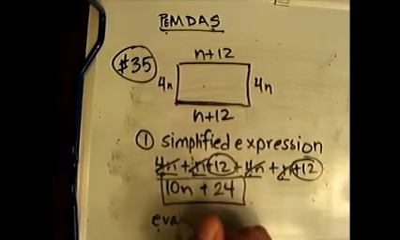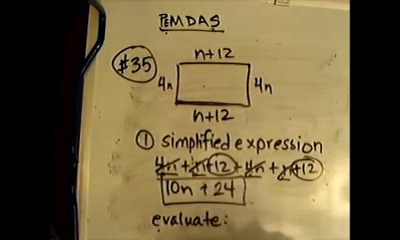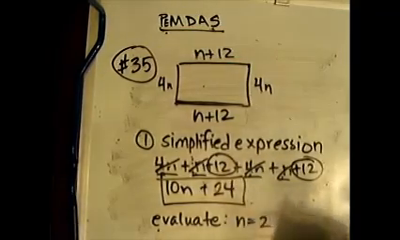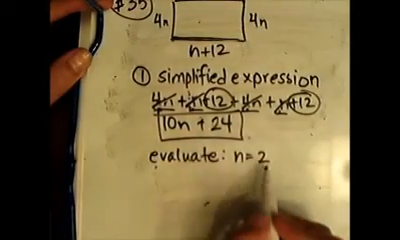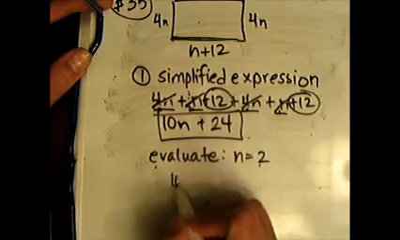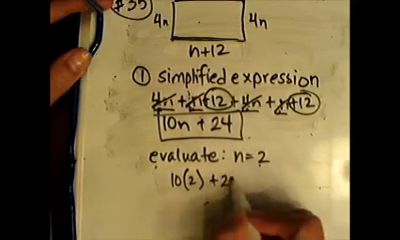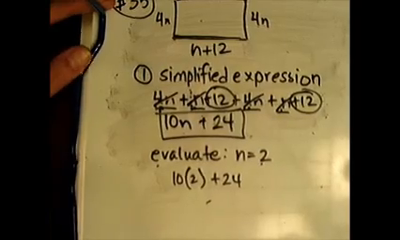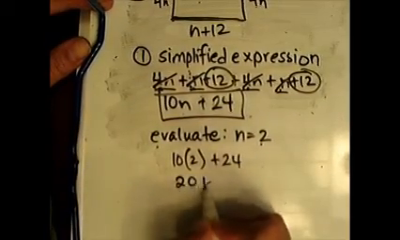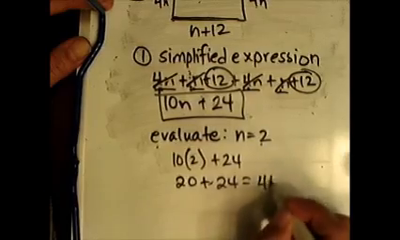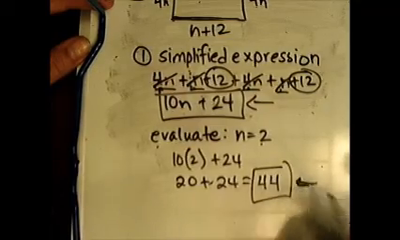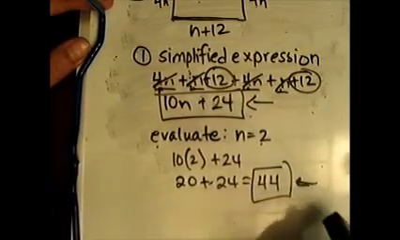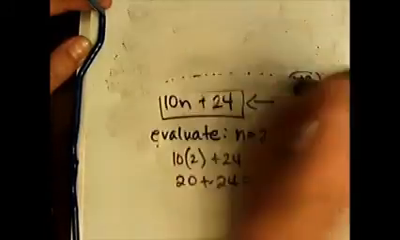So let's evaluate when n equals 2. When n equals 2 and you evaluate, it means you put the 2 where you see the n. So 10 times 2 plus 24. What's 10 times 2? 20 plus 24 equals 44. So that's your answer. Right here is your simplified expression, and right here is when you evaluate when n equals 2. Leave room for number 36, because you're going to do number 36.